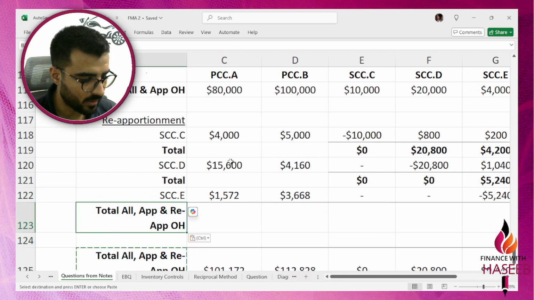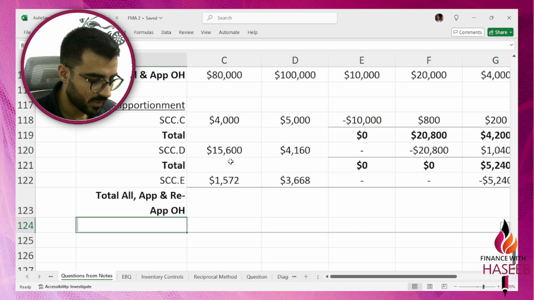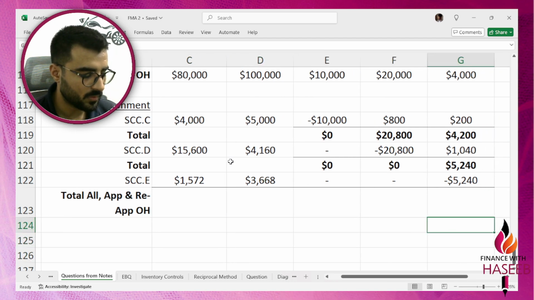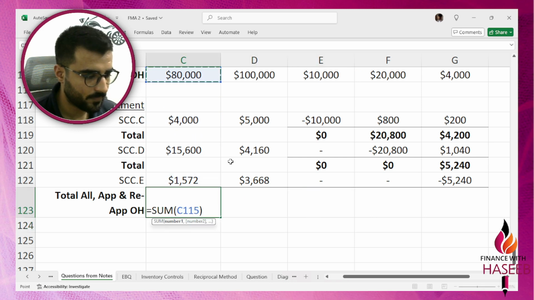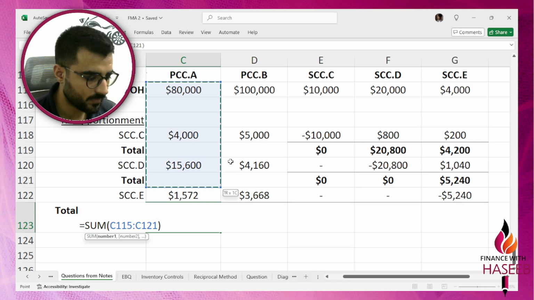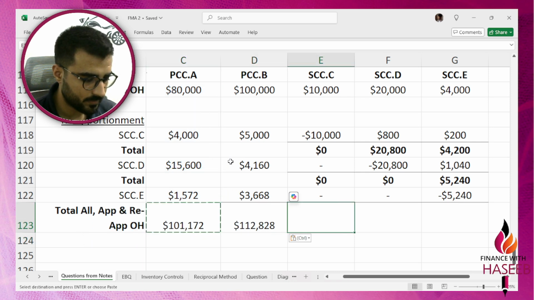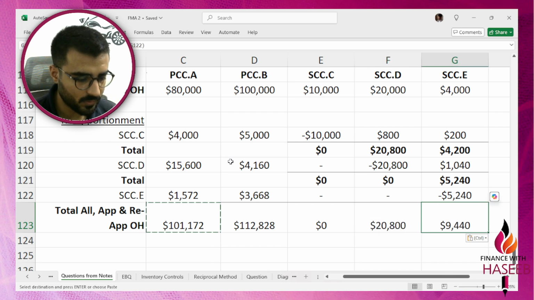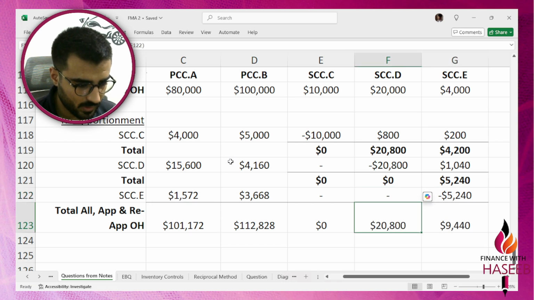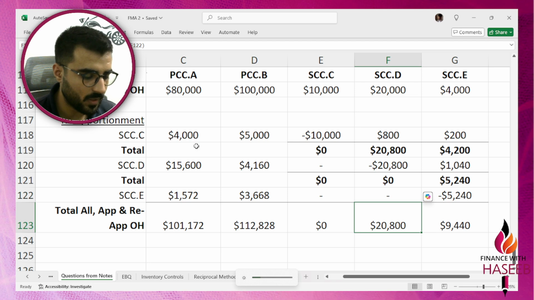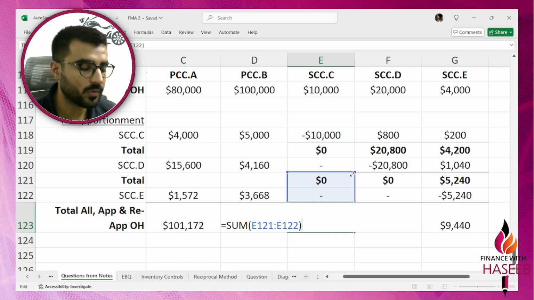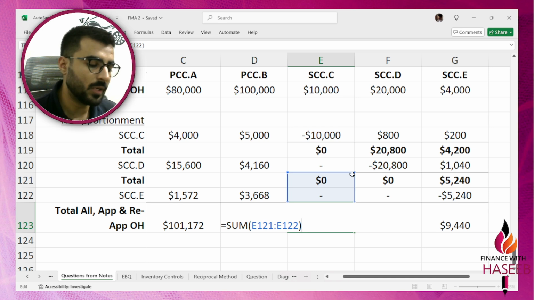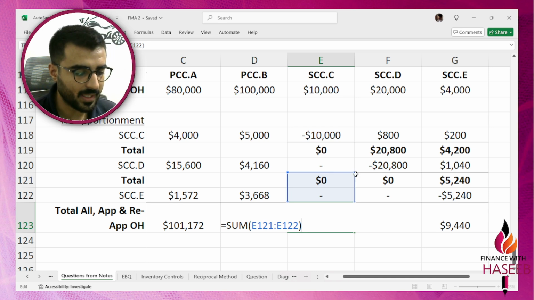Total allocated and apportioned overhead. We can erase this line. So total allocated, apportioned and reapportioned overhead. So for the production cost centers, 0, 0, 0. Oops. Why is it making a mistake? From here, for the service cost center, you have to only plus the part which is below the last line. So below this line.